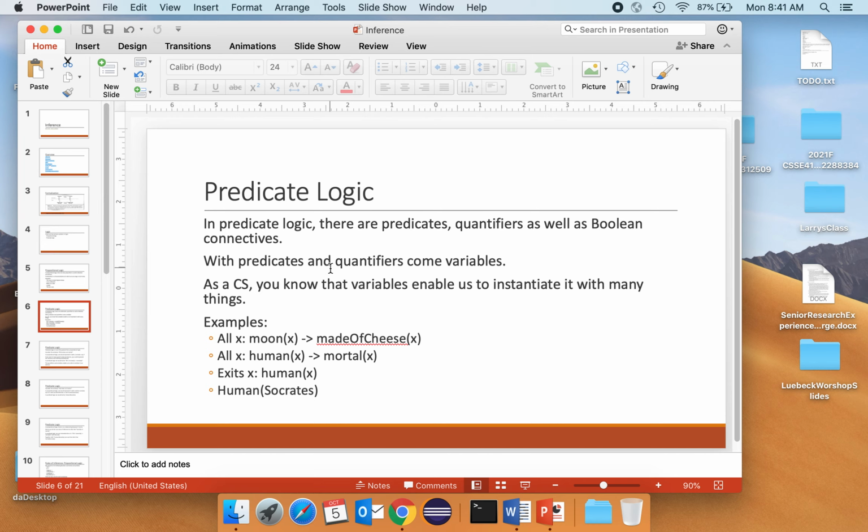So with predicates and quantifiers come variables. I mean, that's really a key thing. These variables enable us to instantiate it with many things, and some of this we will see tomorrow when we talk about semantics. So here are some examples.